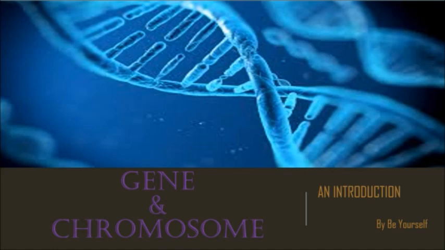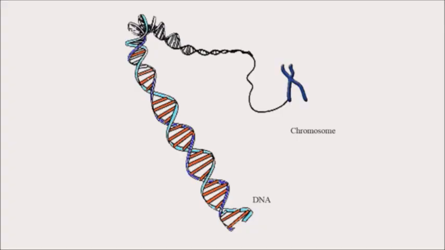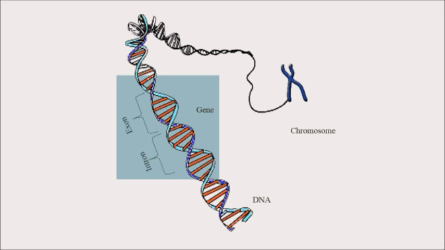Today I will discuss the gene, the structural and functional unit of life. A gene is a segment of DNA which consists of exons as well as introns. Introns are generally present in eukaryotes. It is a non-coding region, whereas exon is the coding region.